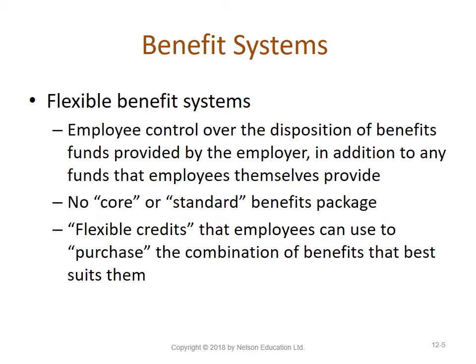With flexible systems, how it typically works is that there's a certain amount of credits that's allocated, and each option has a particular price tag associated with it. So employees can use those credits to purchase different options. And then this is where I talked about healthcare spending accounts before.